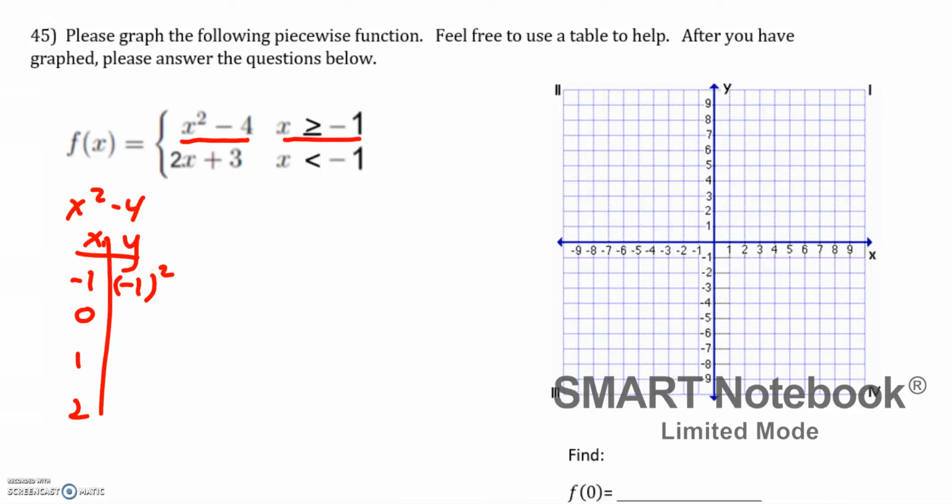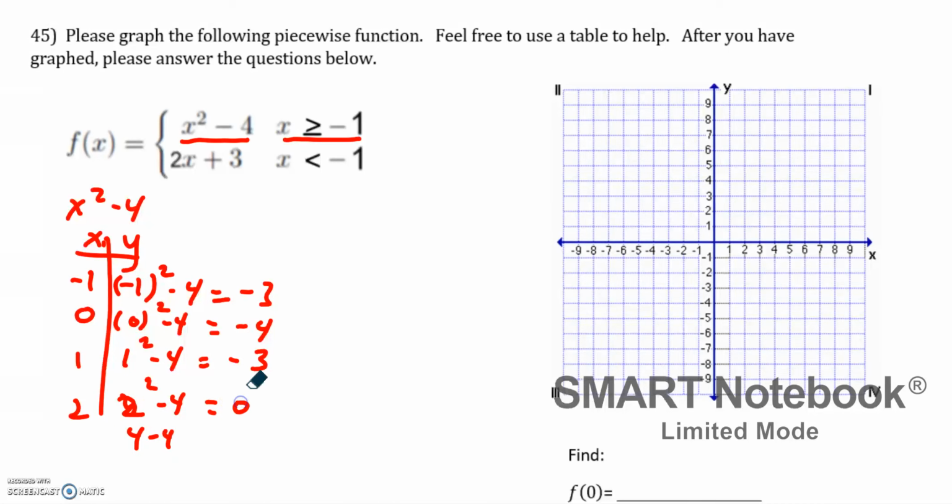So -1 squared minus 4 will be 1 minus 4, or -3. 0 squared minus 4 would be 0 minus 4, or -4. 1 squared minus 4 is 1 minus 4, which is -3 again. 2 squared minus 4 is 4 minus 4, or 0.